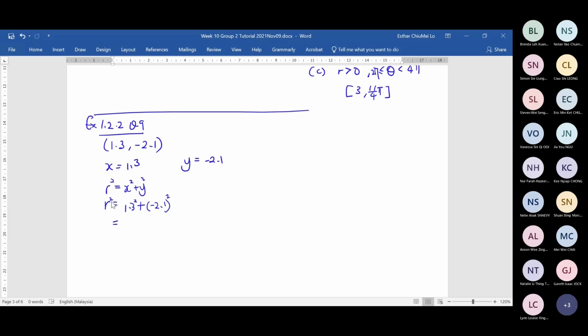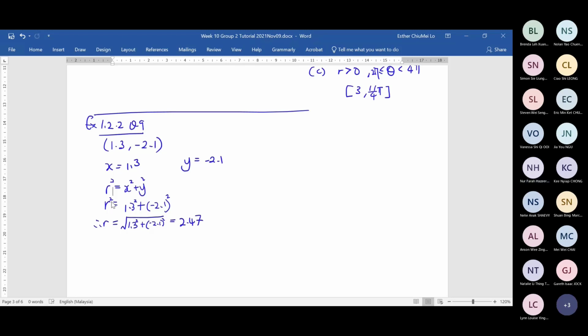Okay, we'll do R directly. So that will be 1.3 squared plus negative 2.1 squared. You add them up together and you square root it. So what answer do you get for your R here? 2.47. 2.47, yeah? Okay, you've got your R.